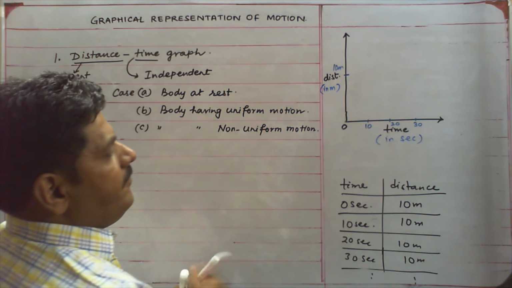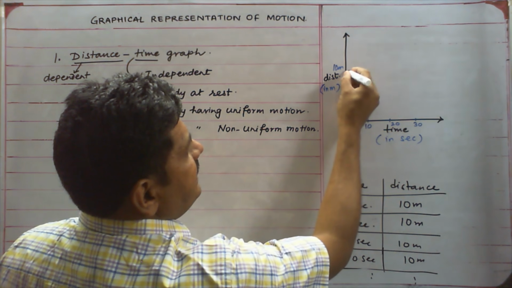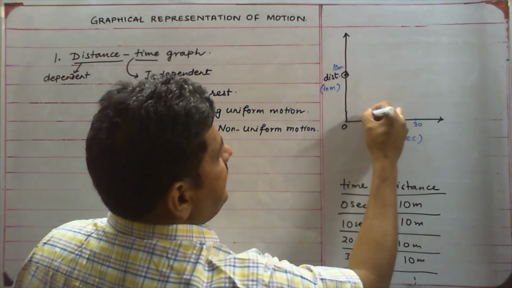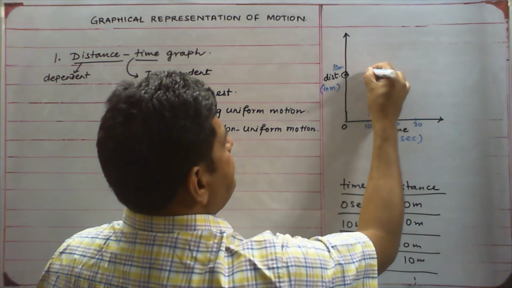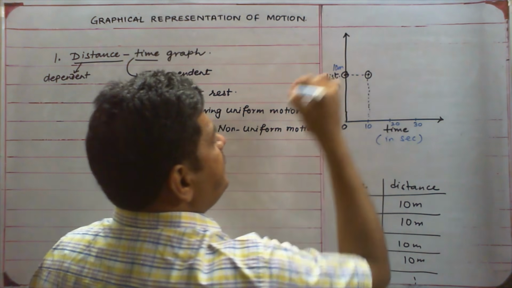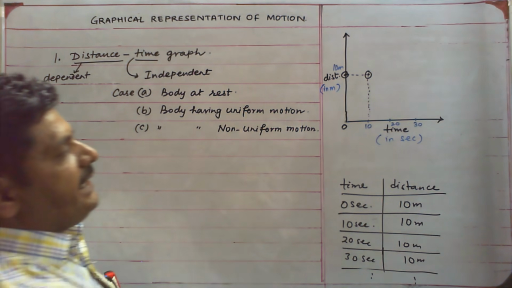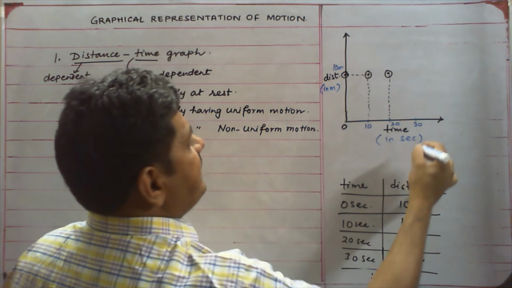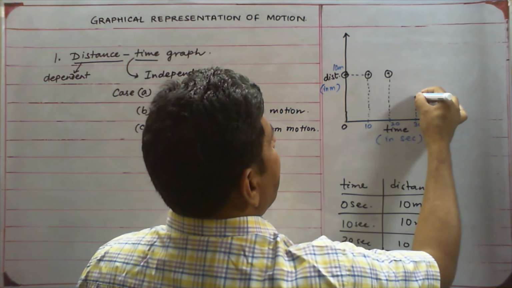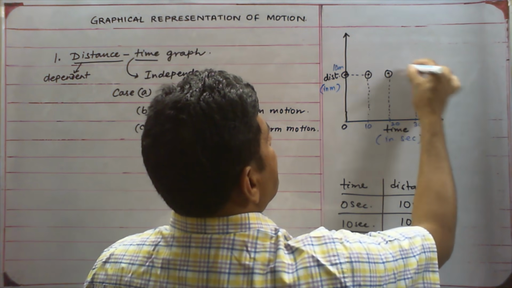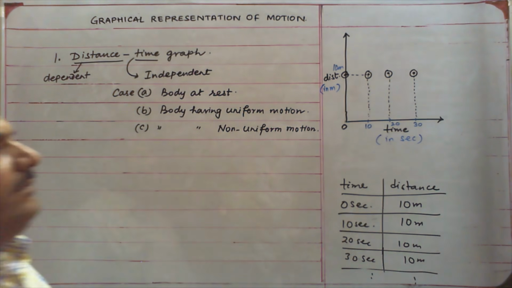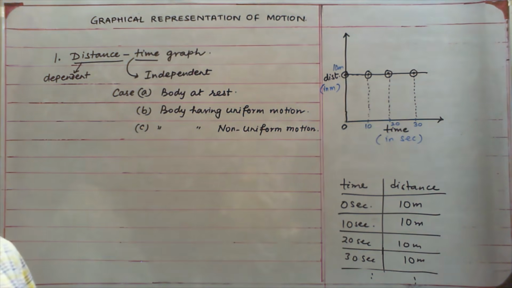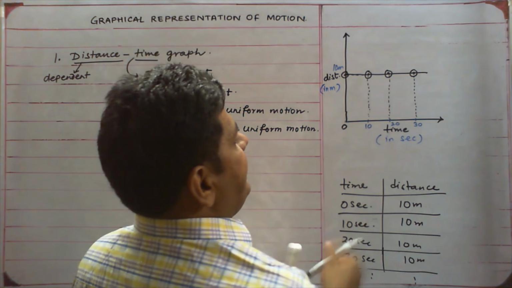At 0 second, the body is at 10 meters. At 10 seconds, again the body is at 10 meters. So you can plot the graph. This would be the point. At 20 seconds, the body is at 10 meters. At 30 seconds, the body is at 10 meters. So how does the graph look? If you join all these points, you get a line which is parallel to the x-axis.